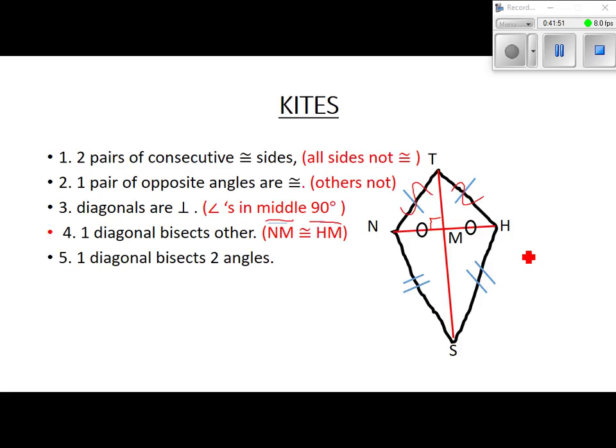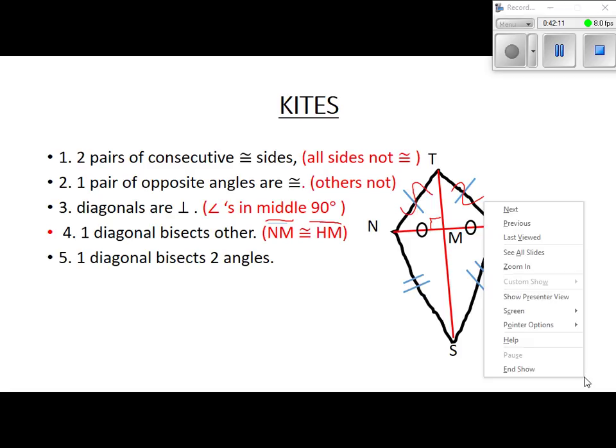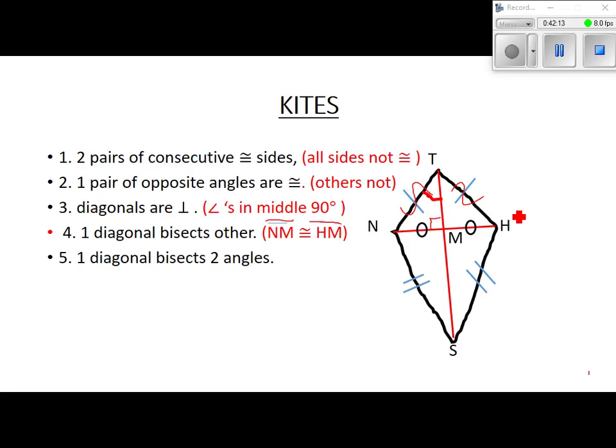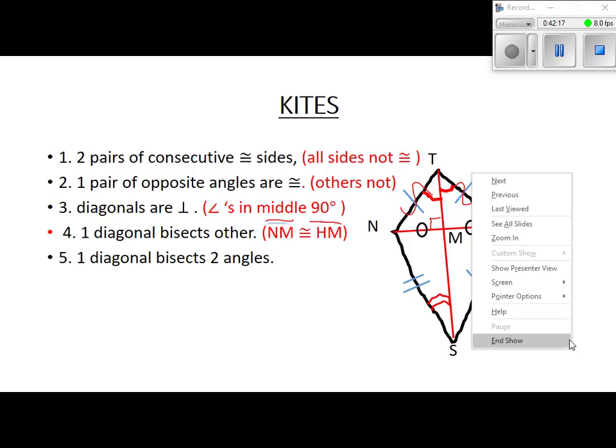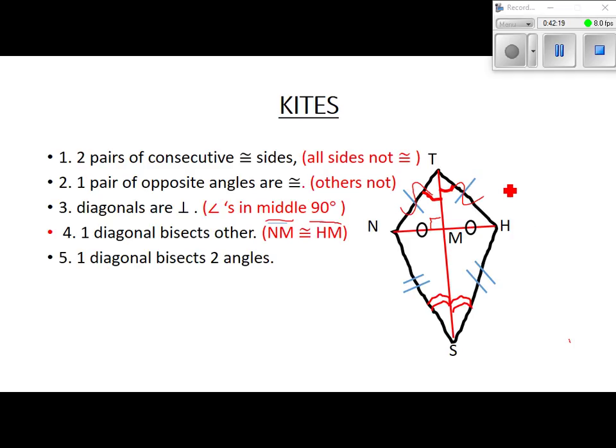Last one here. Actually, there's one more after this. One diagonal bisects two angles. Which diagonal do you think is bisecting the two angles? We got diagonal NH and we got diagonal TS. Which one looks like it's bisecting both the angles? TS. This one here. So these two angles are congruent. Those two angles are congruent. So those top two angles there are congruent. The bottom two angles are congruent.